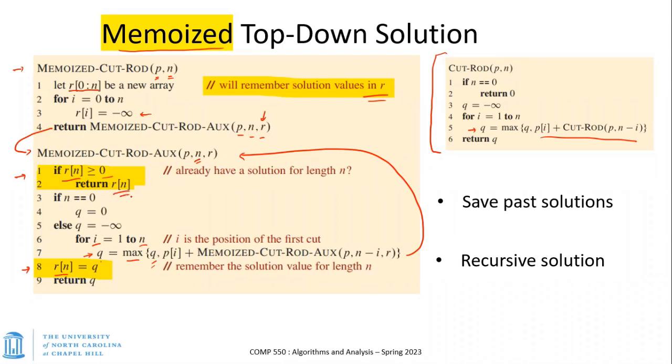So that was a slight modification of the simplistic recursive solution to make it memoized, in other words, using dynamic programming. That's the basic idea: save past solutions and do recursion. And this is going to be a common theme, which we've already seen several times in graph algorithms for dynamic solutions.